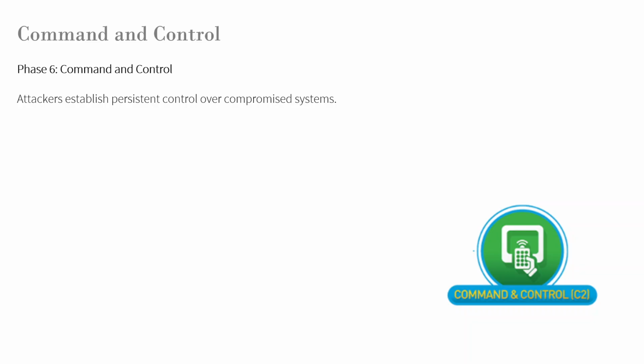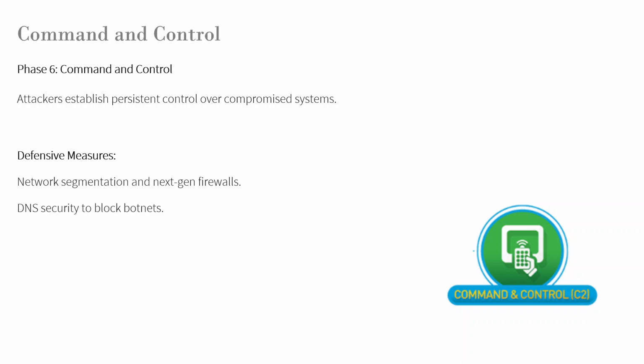Phase 6: Command and Control. At this phase, outside servers communicate with the weapons on the compromised system, providing hands-on-keyboard access inside the target's network. The command and control defense measures include network segmentation, dividing your network into segments to restrict the attacker's movement, making it easier to detect lateral movement.